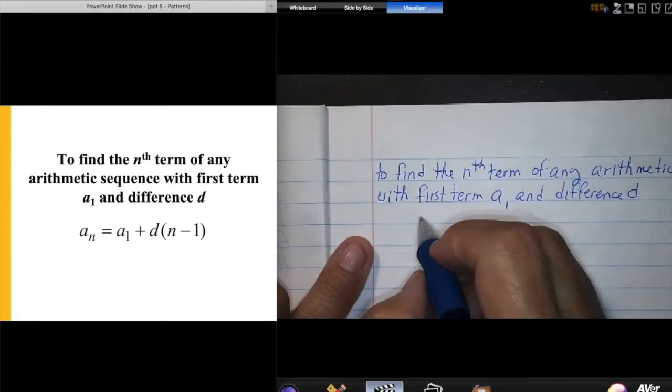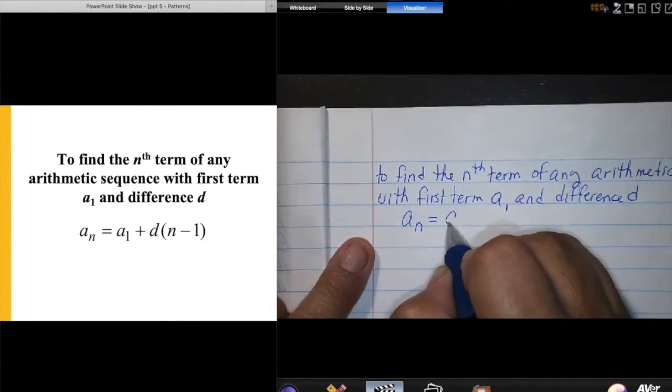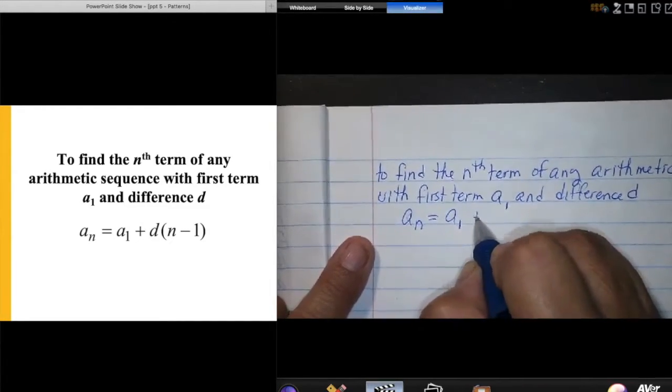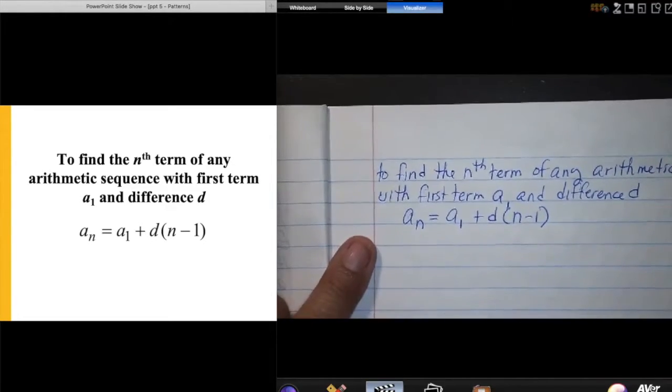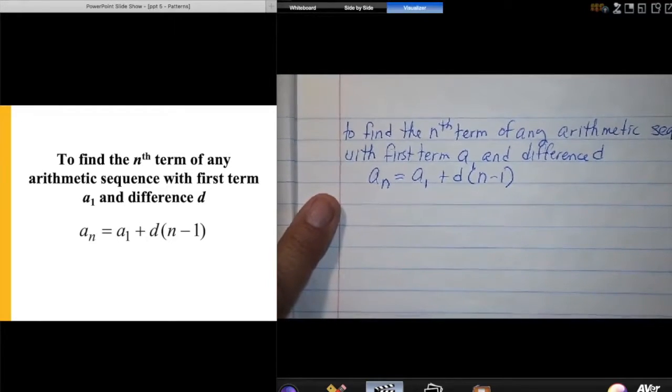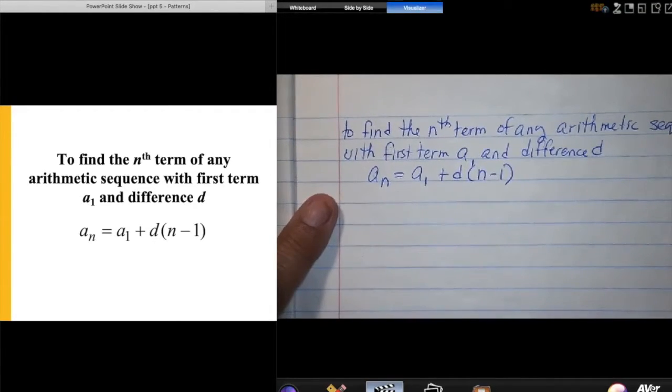Our formula: a sub n is equal to a sub 1 plus d times n minus 1. Okay, so we're going to use this pattern to find the nth term. So let's say they're giving me a set of numbers and they want me to find the 10th term, or they want me to jump all the way to the 100th term.